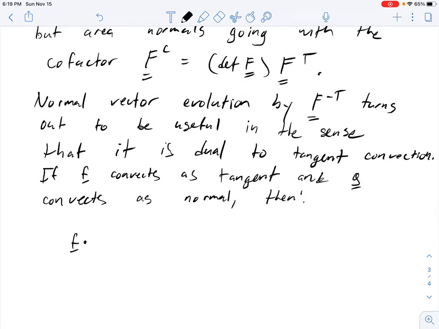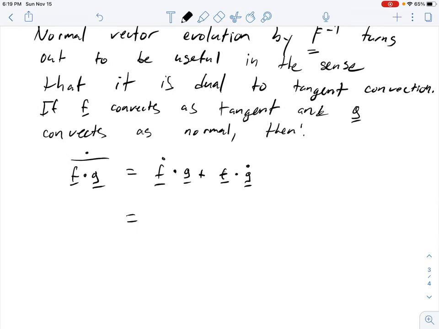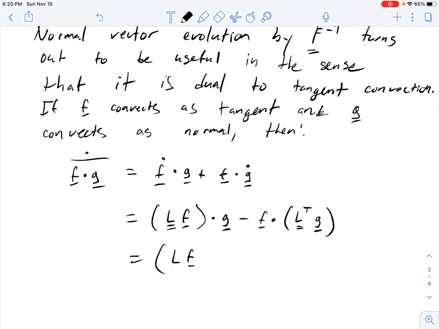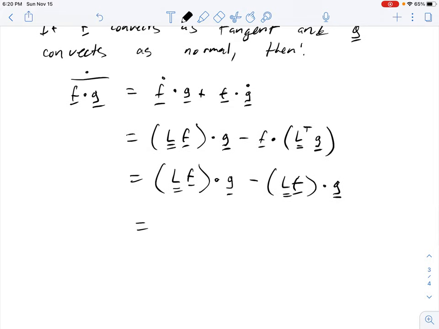So if we look at the time derivative of F dot G, this is equal to F dot-dot G plus F dot G dot. So that is equal to LF dot G minus F dot L transpose G. We can use the transpose to say that is equal to LF dot G minus LF dot G, which of course has to be equal to 0.